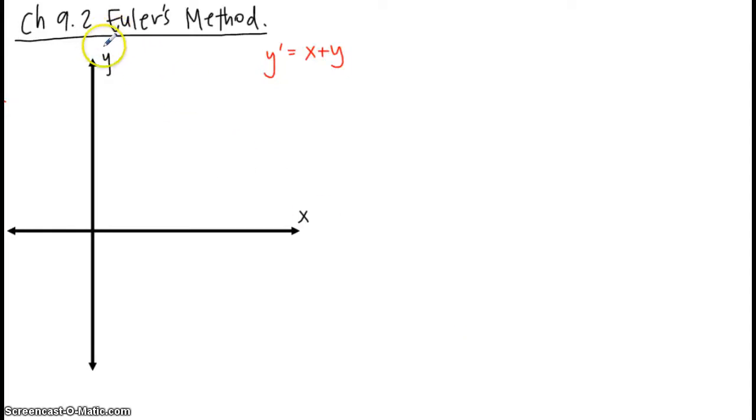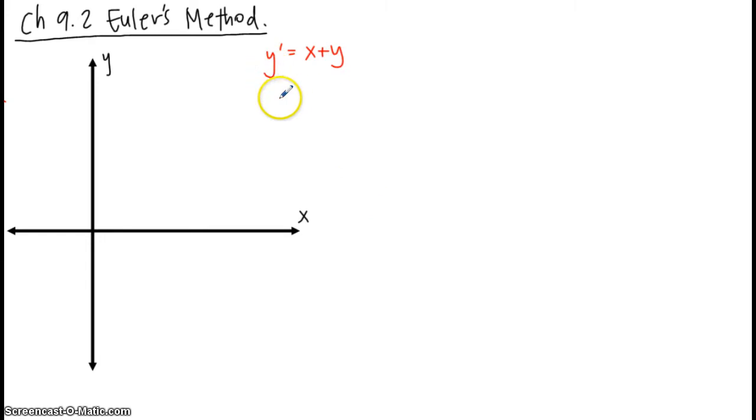Chapter 9.2, well, the second half is Euler's method. Now, what does Euler's method do? Euler's method basically uses a differential equation in order to find an approximation given an initial starting point. So what do I mean?